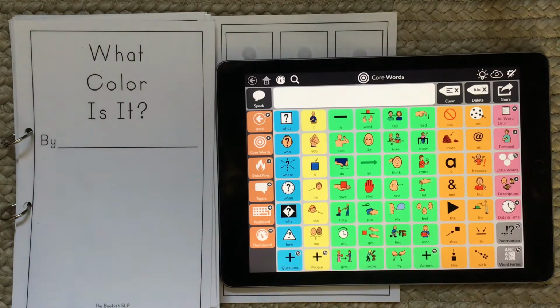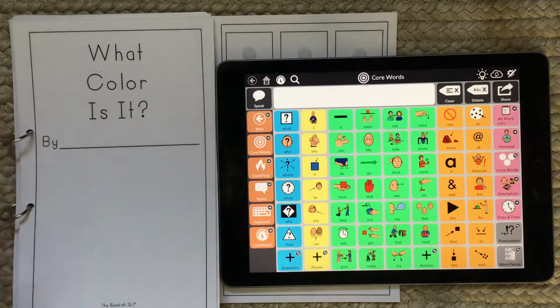I'm getting ready to read a book. You can download this book for free from my Teachers Pay Teachers store. I'll put the link in the description below. I will be reading along and providing aided language input. That's me talking in AAC. I am using the SnapCore First app from Tobii Dynavox.